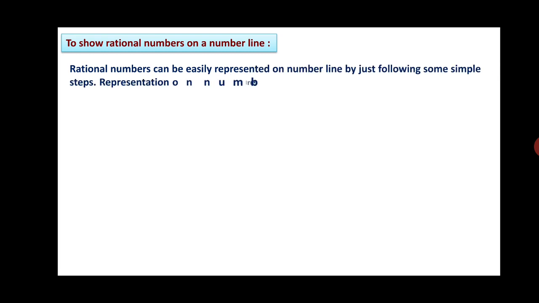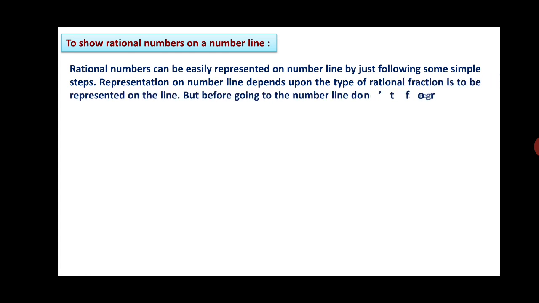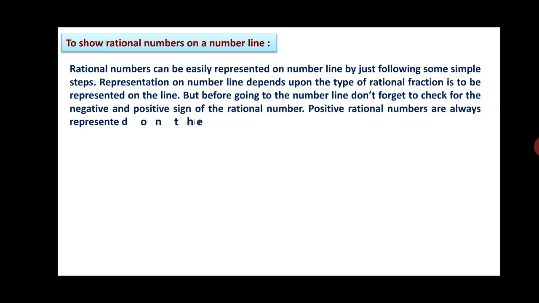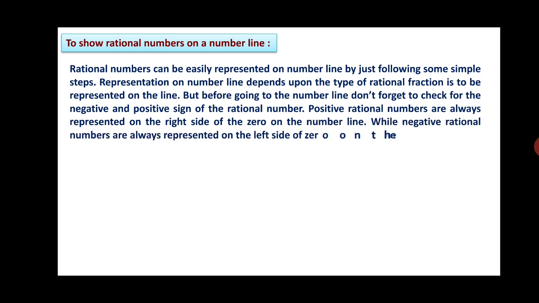To show rational numbers on a number line: rational numbers can be easily represented on a number line by following some simple steps. Representation on the number line depends upon the type of the rational number. But before going to the number line, don't forget to check the negative and positive sign of the rational numbers. Positive rational numbers are always represented on the right side of 0 on the number line, while negative rational numbers are always represented on the left side of 0 on the number line.